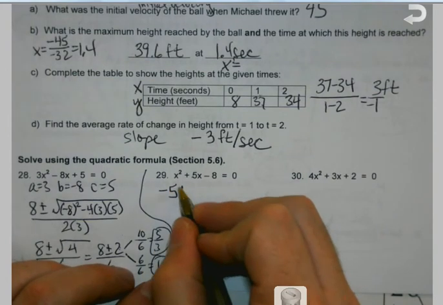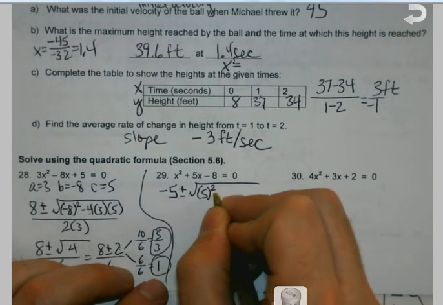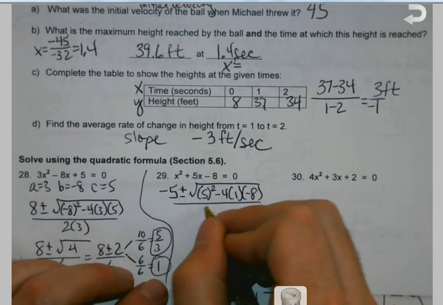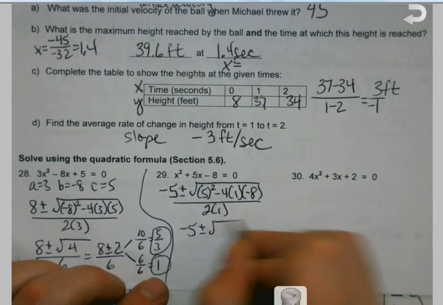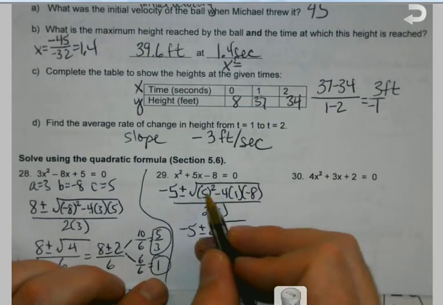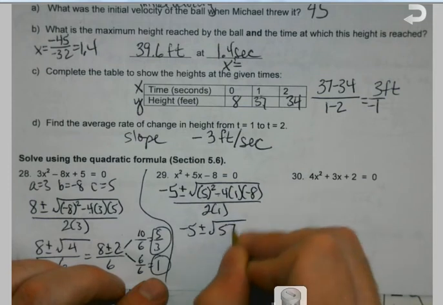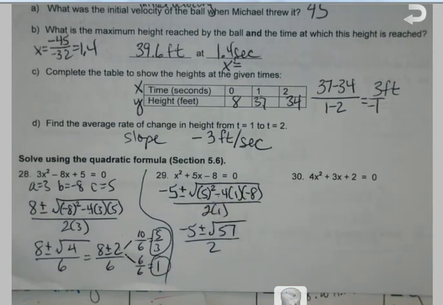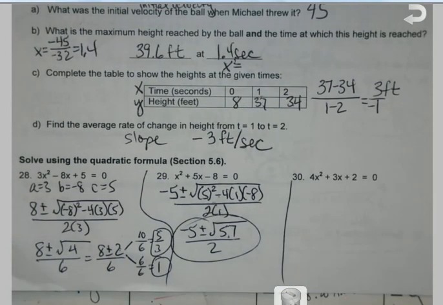Negative b, square root of b squared minus 4ac, all over 2a. Clean up what's underneath. Let's see, 25 plus 32 is going to be 57. Again, those of you that are punching that in, you should be able to clean that up and see that. I can't break down the 57. I'm done. That's when you can be done, if it doesn't break down anymore.